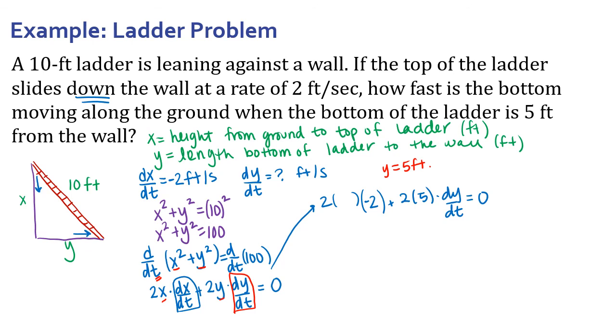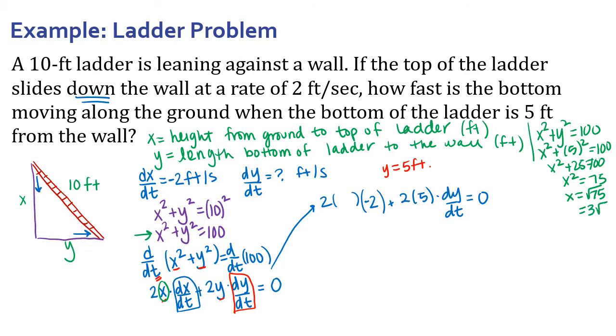But how can I figure out what x is? I need a value for x. So let's go back to this original formula I had. We know this relationship, x squared plus y squared equals 100. Well, I'm finding this right when our y value is 5, so we can find the exact value of the x value. Oops, 25, I'm thinking ahead of the game. So x squared plus 25 equals 100. x squared equals 75. Take the square root of both sides. We get the square root of 75, which simplifies into 5 root 3.